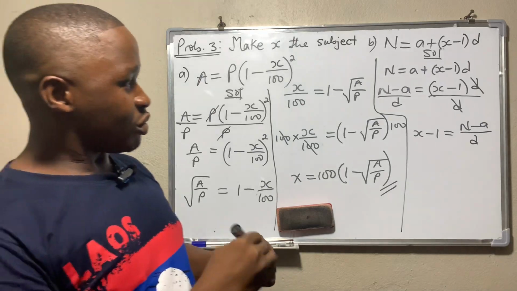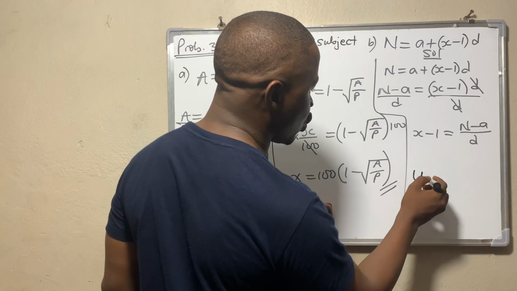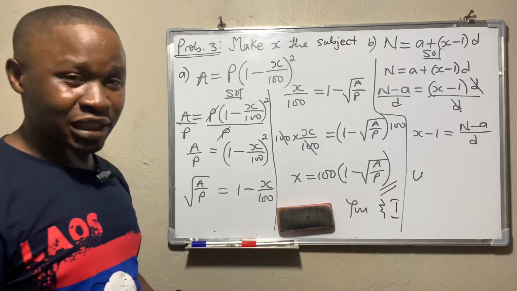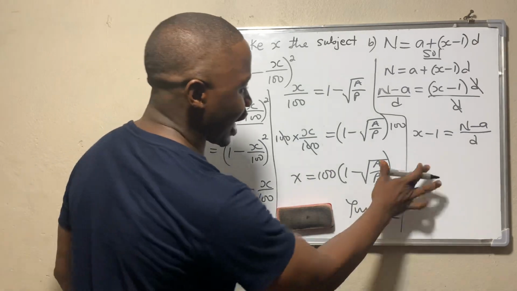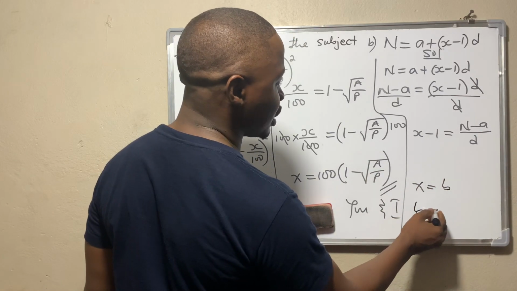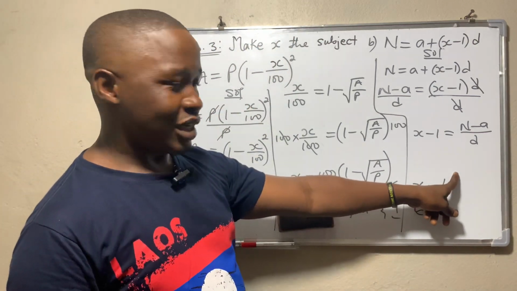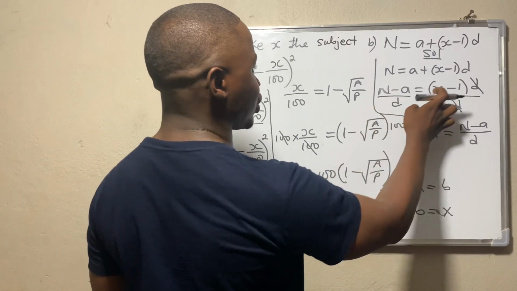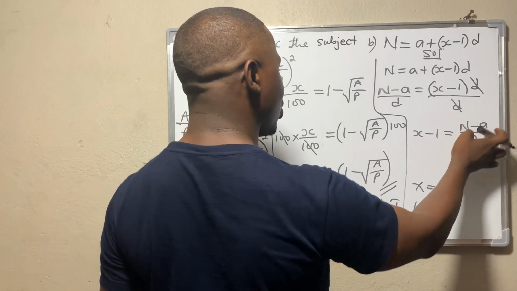Don't mind if we write this side before this side. Mathematically, if I say what? You and I, we are the same. It is the same as myself and you, we are the same. So mathematically, if we say x is equal to b, it's the same as b is equal to x. So n minus a over d equal to x minus 1 is the same as x minus 1 is equal to n minus a over d.